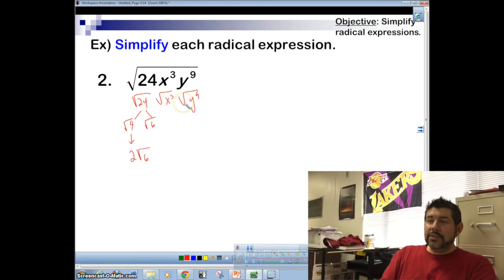Let's deal with the square root of x cubed. Now, there's an easy way and a good and a right way. So most of my students like the easy way.